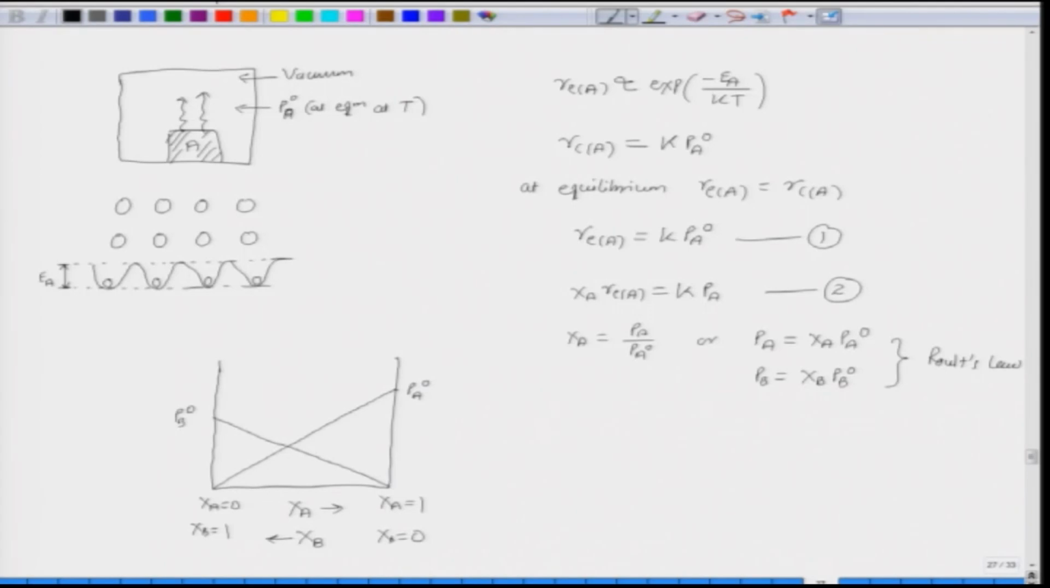So let us see how the situation changes when the interactions between AA and BB and AB are different, right. What will happen in that case? Suppose AB interactions are stronger than AA and BB. What will happen if we are considering a solution of A and B? What will happen to the potential well?